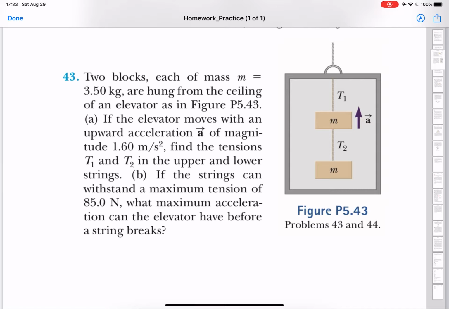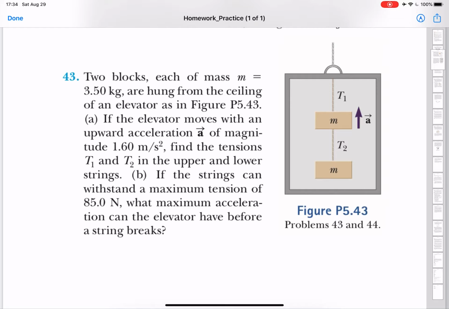Okay, problem number 43 from chapter 5. Here we have two blocks, each of mass m, which is equal to 3.5 kilograms, hanging from the ceiling of an elevator as in figure 5.43. Now in part A, if the elevator moves with an upward acceleration of magnitude 1.6 meters per second squared, then you have to find tensions T1 and T2 in the upper and the lower strings.